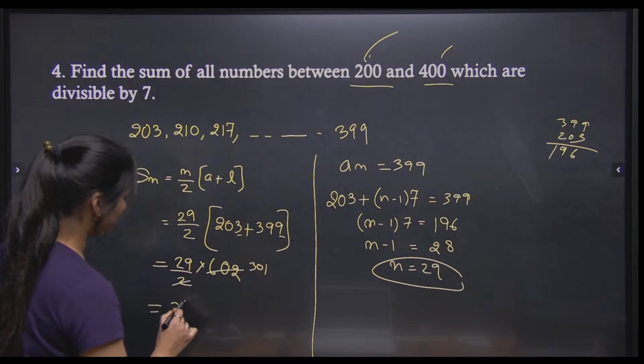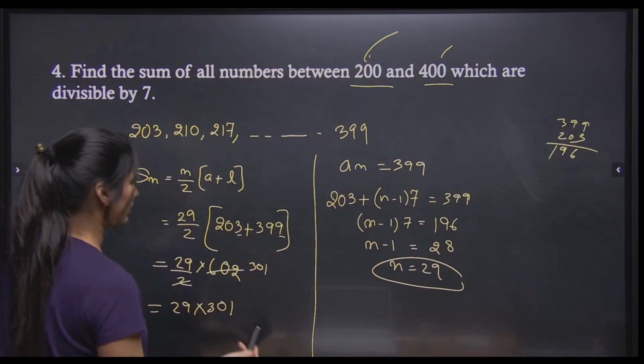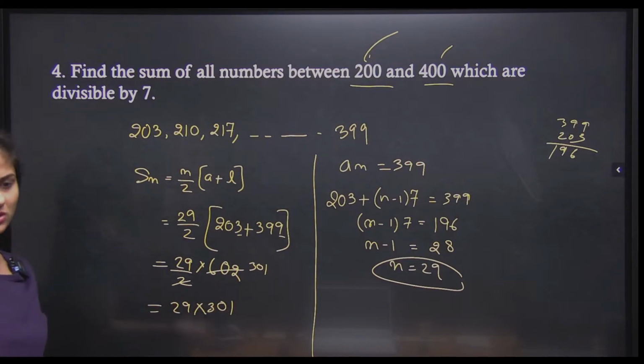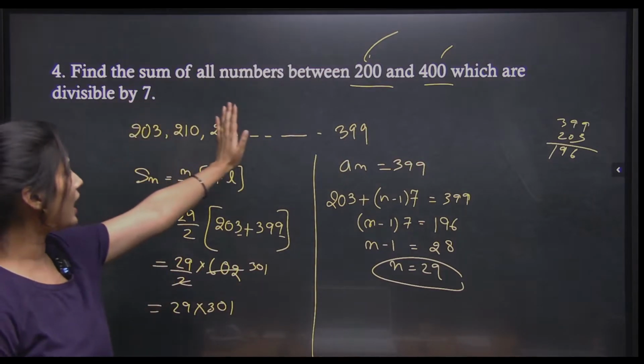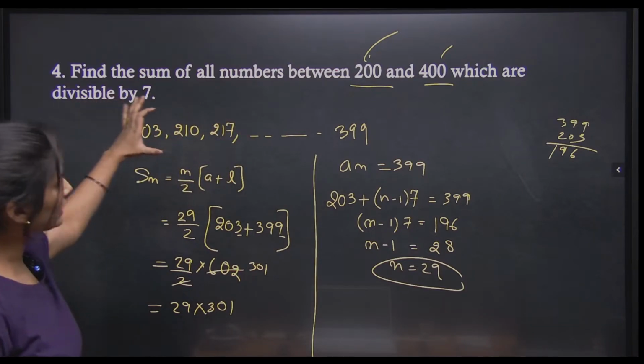So this is 29 into 301. Just multiply it, it will give you the answer. So this was quite easy. The question is you have to find the sum of all numbers between 200 and 400. So we have calculated and we have created the AP.